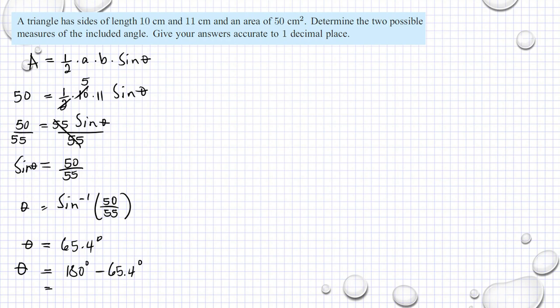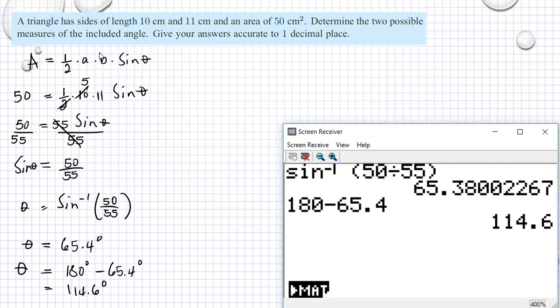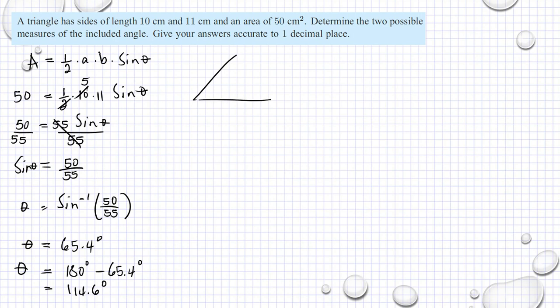Then we have 180 minus 65.4, then we have 114.6 degrees. So these are the possible degrees. It can look like this. There is your 65 degrees, or it can look like that. That is your 114.6 degrees. Okay.